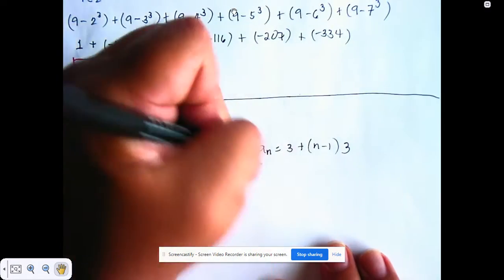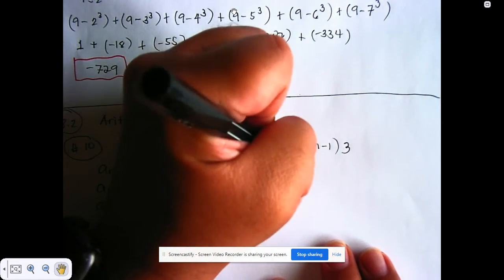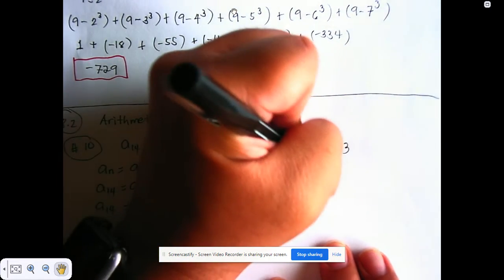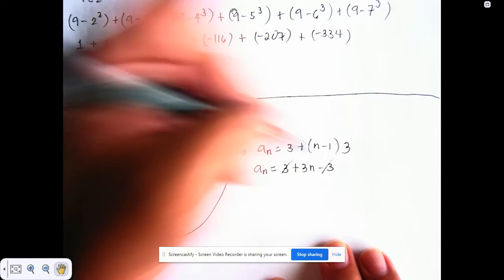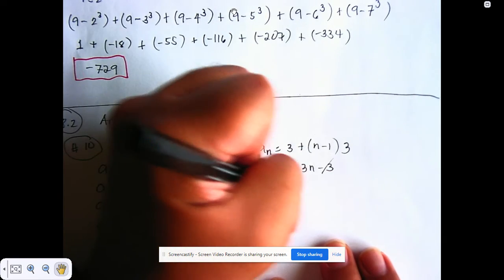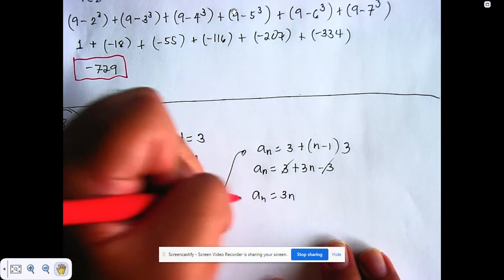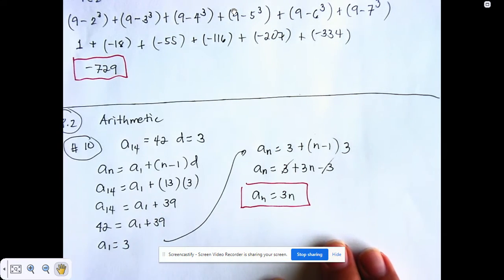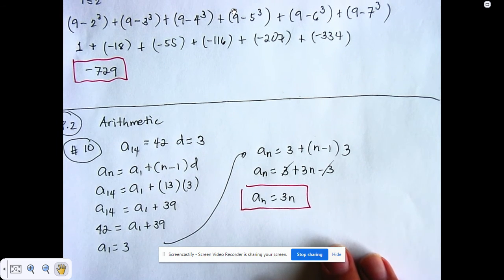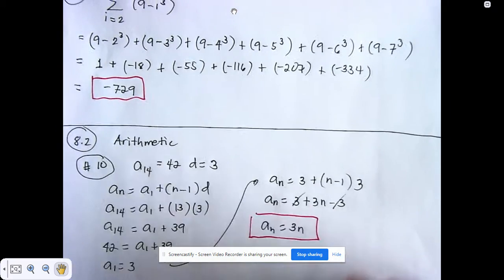Okay, so that's going to be a sub n equals 3 plus 3n minus 3. So 3 minus 3 cancels out. Therefore, my rule is actually what? 3n. Okay, final answer.